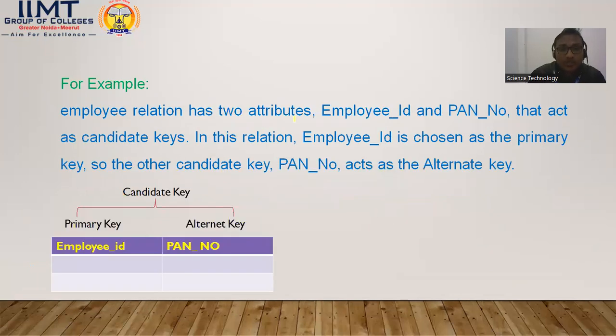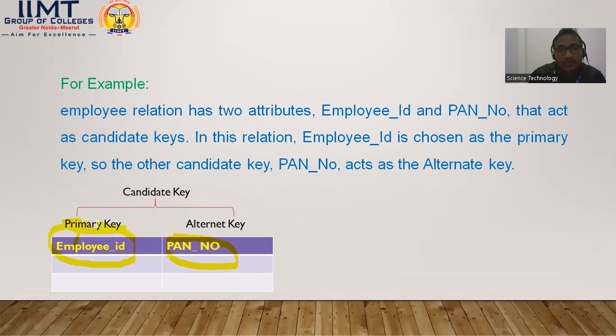Employee relation has two attributes, employee ID and PAN number, that act as candidate keys. Both act as candidate keys. In this relation, employee ID is chosen as the primary key. Okay. So the other candidate key is PAN number. PAN number acts as the alternate key.